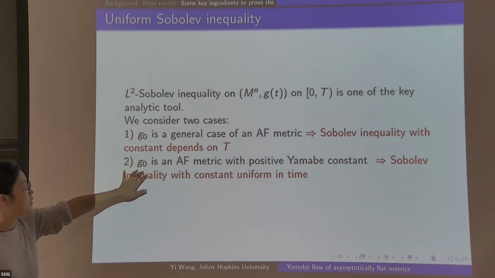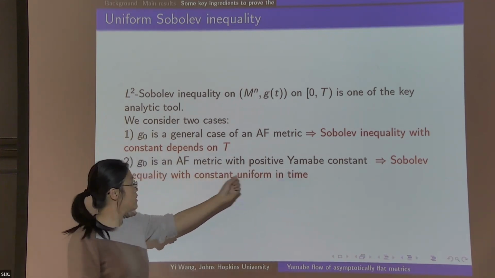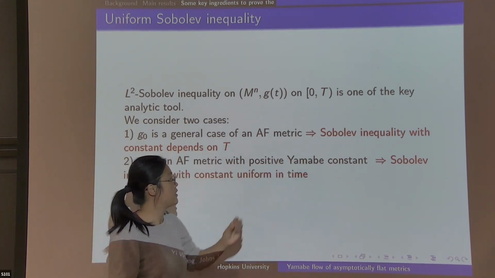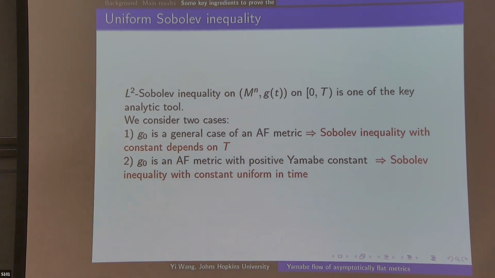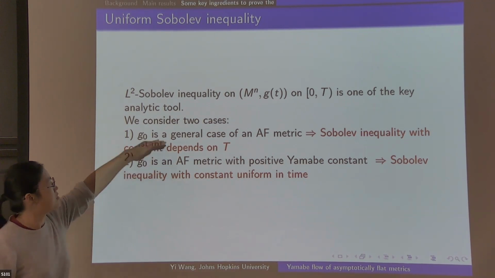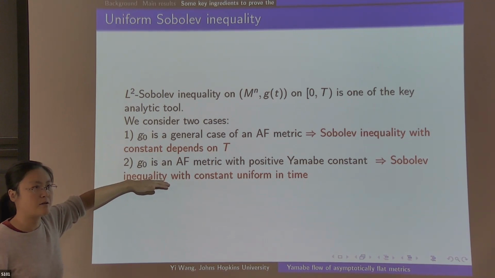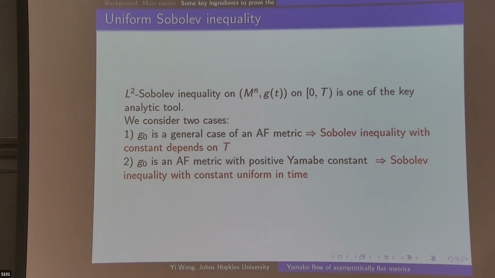And for the asymptotically flat metric with positive Yamabe constant, the benefit we have with this additional assumption is that we will have a Sobolev inequality with uniform constant. And this constant does not depend on the time t. And that is really something that helps us to prove the long time existence. So both of these cases give the long time existence, but this uniform one would turn out to give a good decay of the scalar curvature and therefore the convergence.